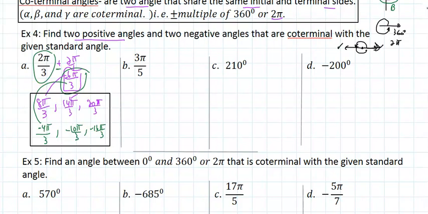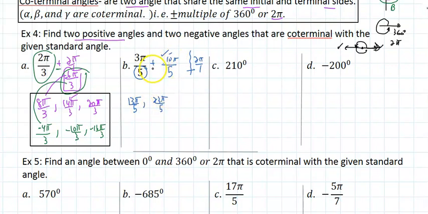3 pi over 5. It says find two positive. It doesn't say which two. Any two will do. So I'm going to add and subtract 2 pi. But I know the drill. It's really 2 pi, but I need it to be over 5 to make this easy. So 2 pi over 1 multiplied by 5, top and bottom, that's 10 pi over 5. So the first would be add 3 plus 10, 13 pi over 5 would be coterminal. Another 10, 23 pi over 5 will do.